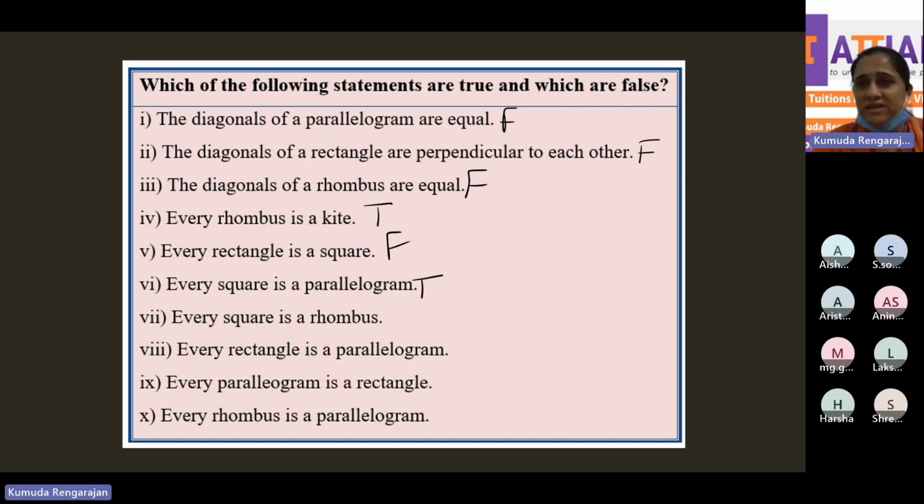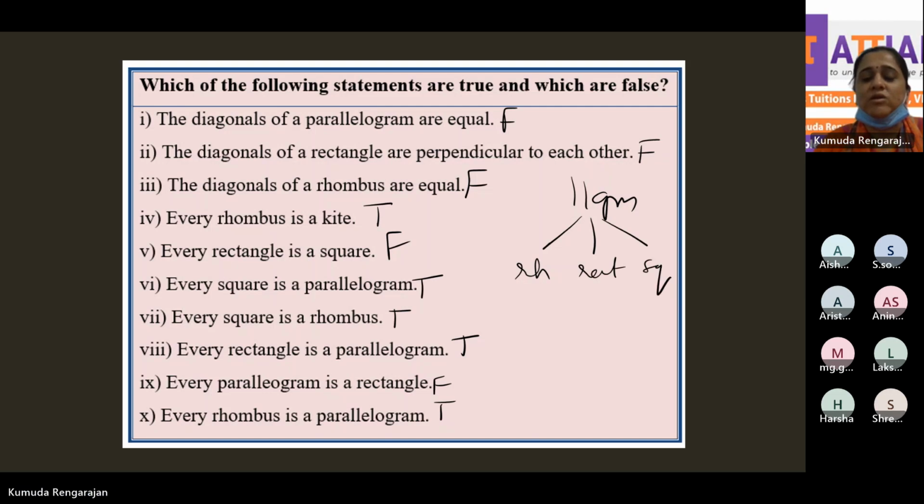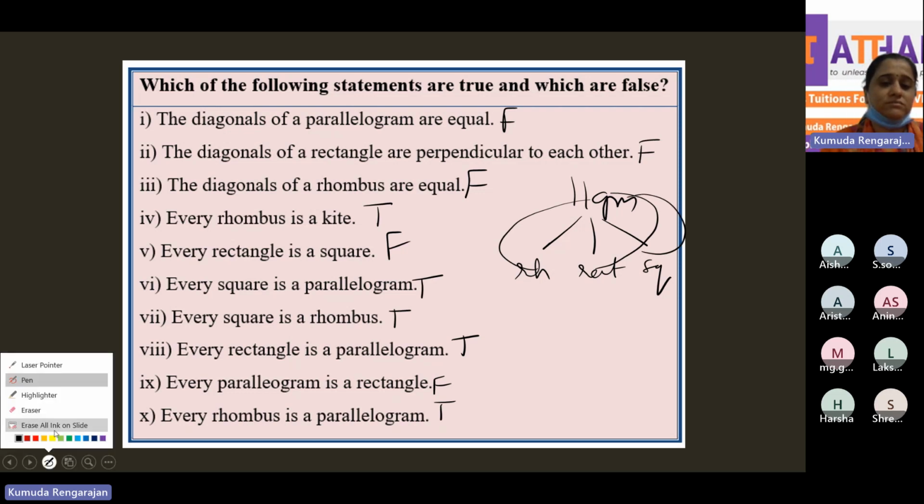Because in a rhombus, all sides are equal. In a square also, all sides are equal. Yes, every square is a rhombus, true. Every rectangle is a parallelogram, true. Every parallelogram is a rectangle, false. Every rhombus is a parallelogram, true. Because parallelograms are of three types: rhombus, rectangle, square. So every rhombus is a parallelogram. Every rectangle is a parallelogram. Every square is a parallelogram.